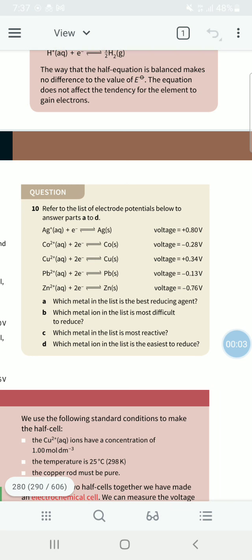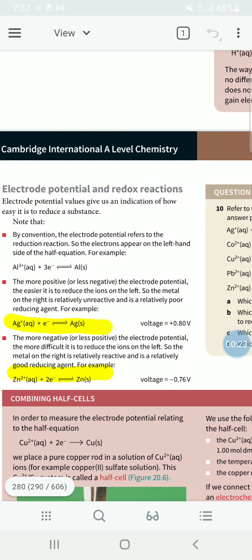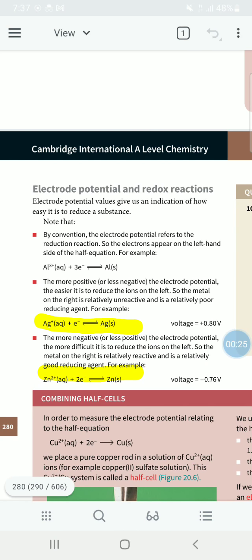Chemistry, chapter 20, question number 10. Refer to the list of electrode potentials below to answer part A to D. If you go to part A of this question, they are asking which metal in the list is the best reducing agent. To answer these questions, we have to know these details.